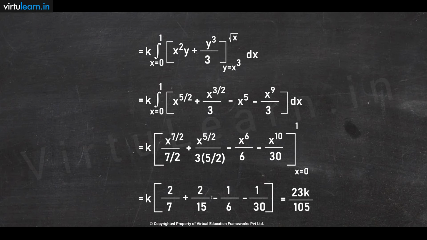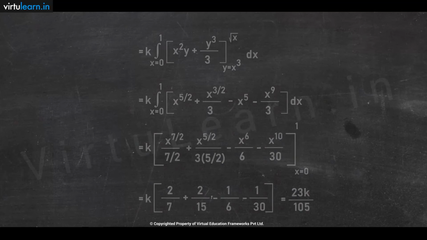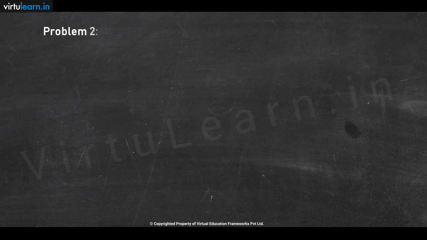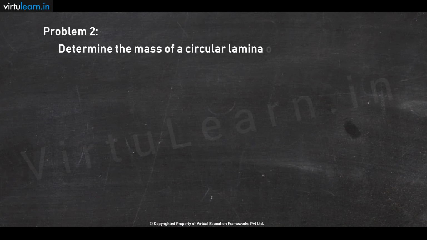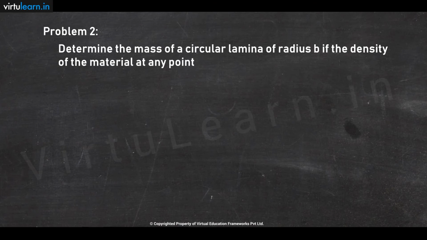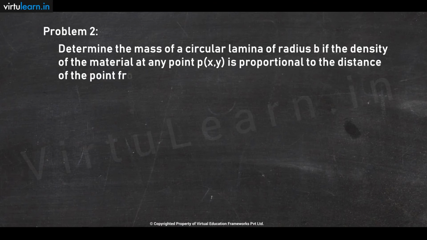Let's now discuss one more problem on determination of mass of a plane lamina. The problem is like this. Determine the mass of a circular lamina of radius b if the density of the material at any point P(x, y) is proportional to the distance of the point from the center of the circle.